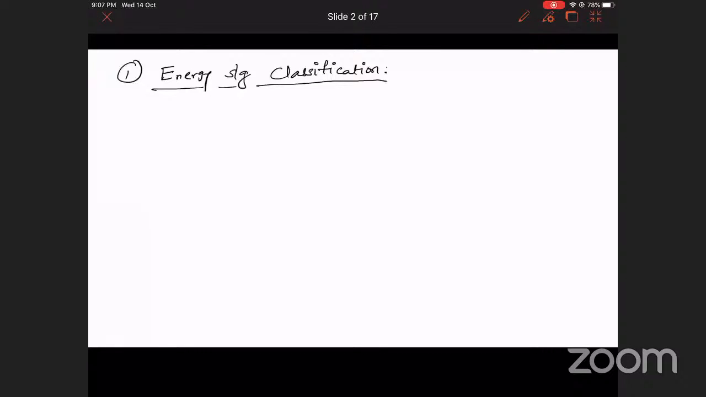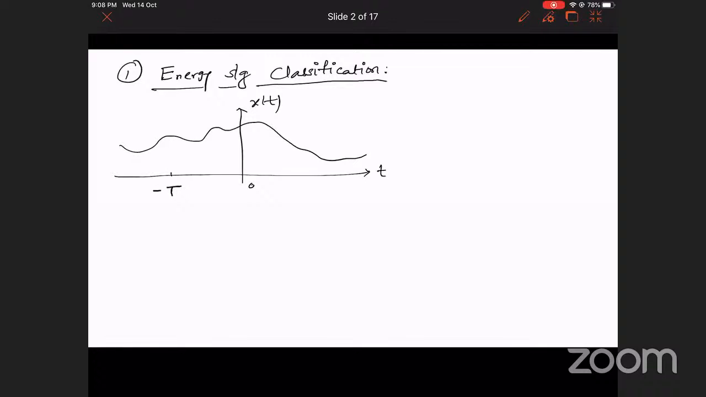So let's see energy signal classification, guys. Let me assume some random signal here. This is x of t, the variation with respect to time. And I'm taking some random intervals here, like minus T, capital T, some t1 and some t2. What I'm doing is taking some random time instants on the time scale, because I know that whatever instant I assume on the x-axis will have the unit of what?